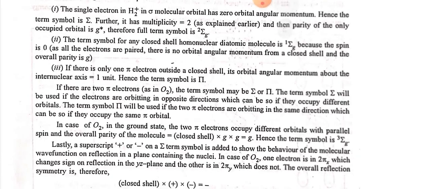The term symbol for any closed shell homonuclear diatomic molecule is 1 sigma g, because the spin is 0 as all the electrons are paired, there is no orbital angular momentum from a closed shell, and the overall parity is g. If there is only one pi electron outside a closed shell, its orbital angular momentum about the internuclear axis is equal to 1 unit. Hence the term symbol is pi.